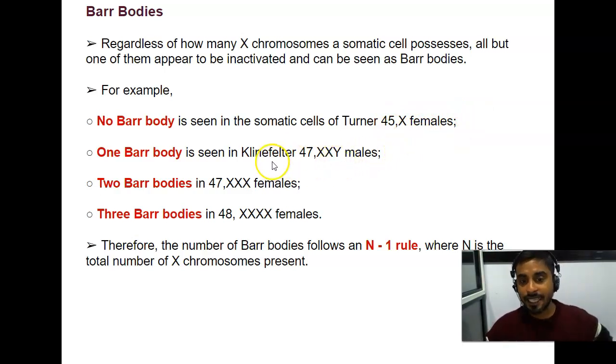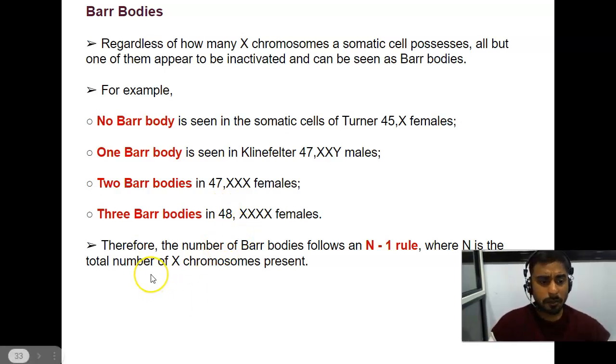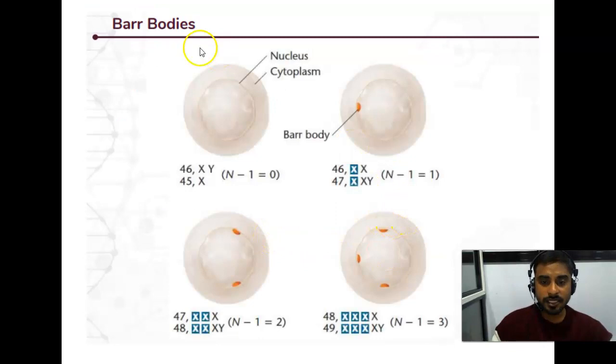Why? Because they have only one X chromosome, so there is no formation of a Barr body. Whereas in the second one, the Klinefelter condition or the normal condition, where you have two X chromosomes, that is XXY or double X in the female, you are going to have only one Barr body. You will find two Barr bodies where you have triple X. And if you have four X chromosomes in the female, they are going to have three Barr bodies. So the N-1 rule is followed here. With 45, where you have only one X chromosome, no Barr body formation takes place.